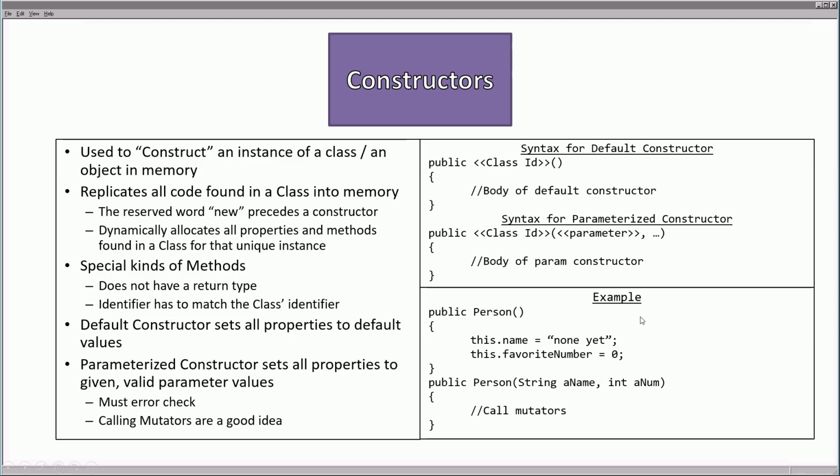Looking at our running example, as you can see, we create a default constructor for this Person. There's no parameters here, and we set this.name to none yet, and this.favoriteNumber to 0. Now down here is the parameterized constructor, and as you can see right here, there's a comment that says call the mutators. We haven't discussed mutators yet, but what we would do is fill in this part right here, calling the mutators, thus checking each one of these values and setting it if it is valid.